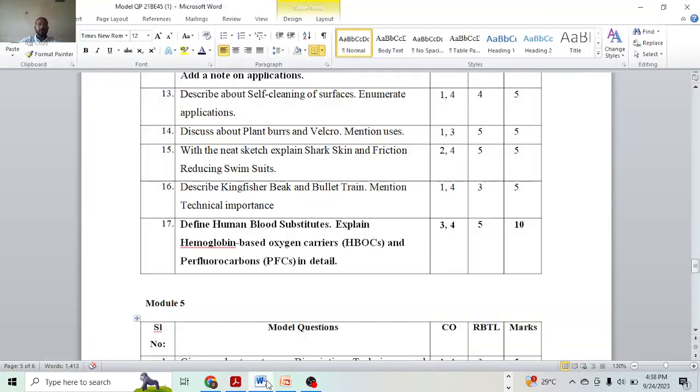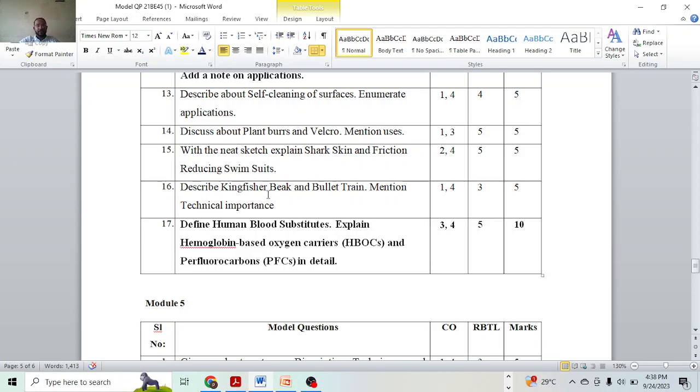Okay, for 10 marks you keep it expanded, for 5 marks you give only limited information. Okay, what you feel is very important, that you give. If 5 points are there, for 10 marks you write all 5 points. If 5 points are there, for 5 marks you write only 2 points. That's it, in an introduction or any subsections.